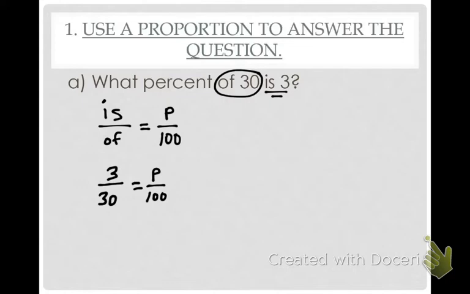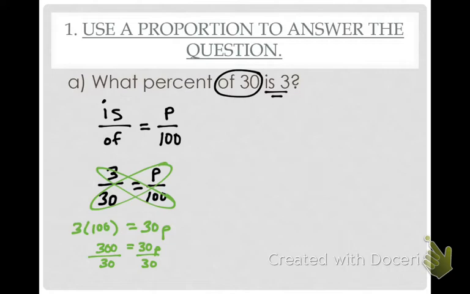So now we're going to go ahead and do our cross products, okay? So first things first, we're going to multiply 3 times 100 equals, what is it going to equal? 30 times P. Okay, that's our cross products that we did from last week. Alex, what's 3 times 100? 300. 300 equals 30P. Katie, how do I get that P by itself? You have to divide by 30. Divide by 30 on both sides.